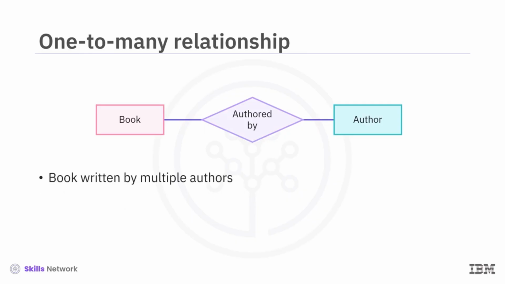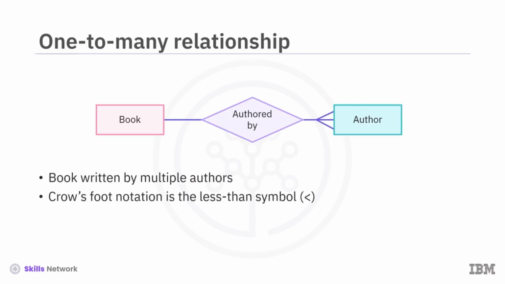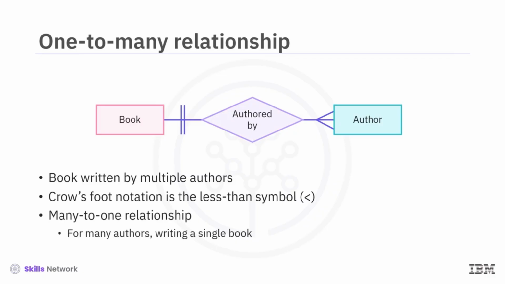When multiple authors contribute to a book, it can be depicted using crow's foot notation using a less than symbol. The symbol signifies that one book entity is participating in multiple relationships within the set. It is termed as one-to-many relationship. The relationship can also be viewed as a many-to-one, signifying that multiple authors contribute to a single book.